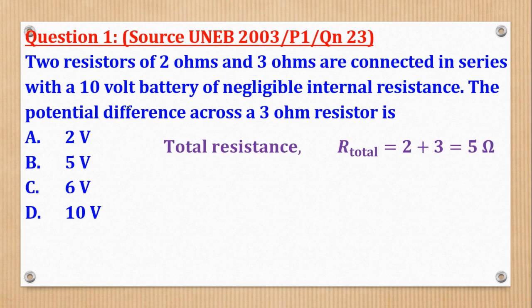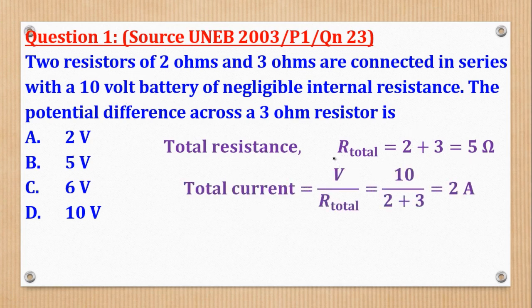Because here we have total PD, therefore total resistance, we have to first get the total current, because current is the same through all the resistors. But to get total current, we need total resistance. So total resistance will be got by adding the individual resistances to come up with 5 ohm.